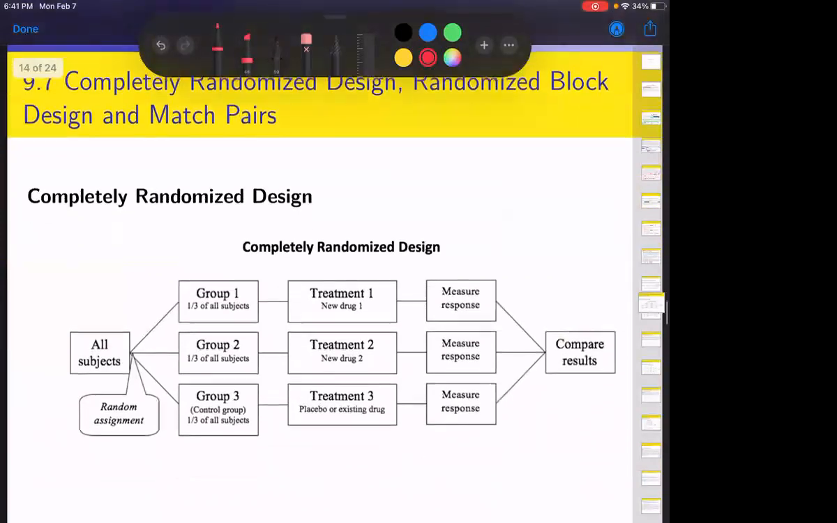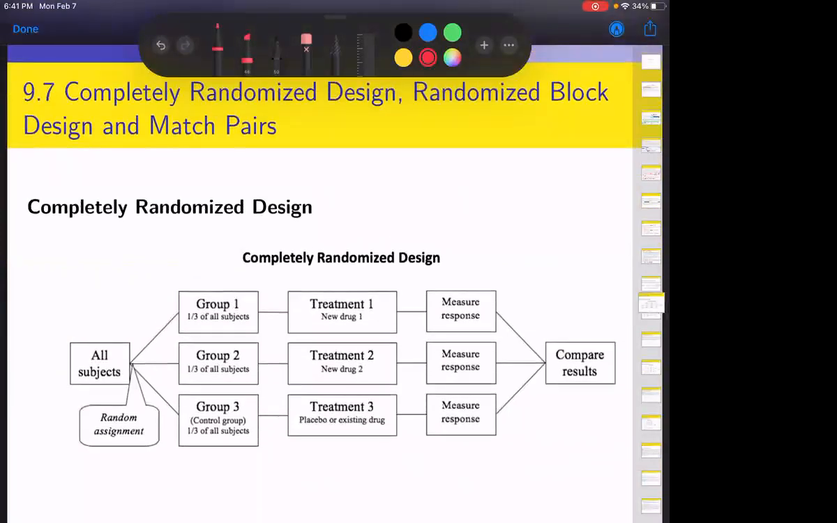Completely randomized design. Like the diagram shows, first we have all subjects, right? What we're going to do is randomize them. If you want to put them in treatments, you have to randomize them. Everybody has the same equal chance of being picked for each treatment, for each group. So we have three groups by randomization, and then we assign group one to treatment one, group two to treatment two, and group three to treatment three, and then we measure the response for each group, and then we compare the results.